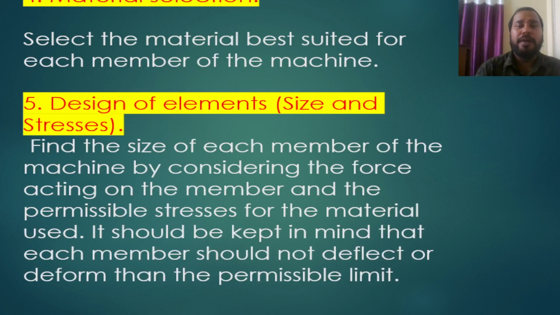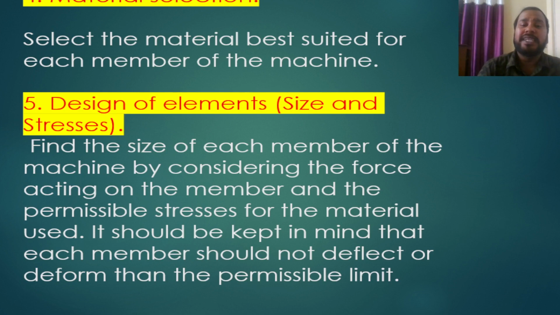Next come to your material selection. In material selection, select the material best suited for each member of the machine. That means suppose we are designing 3 or 4 members. Now which member requires which material? That means which material is suitable for which member? That is also important.